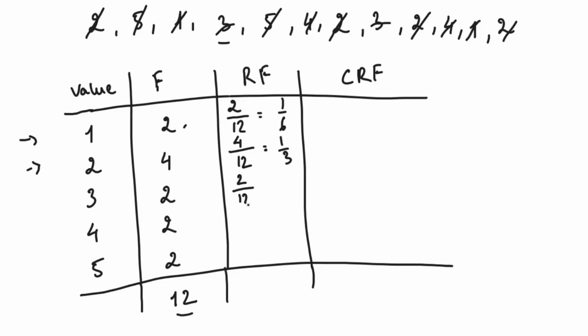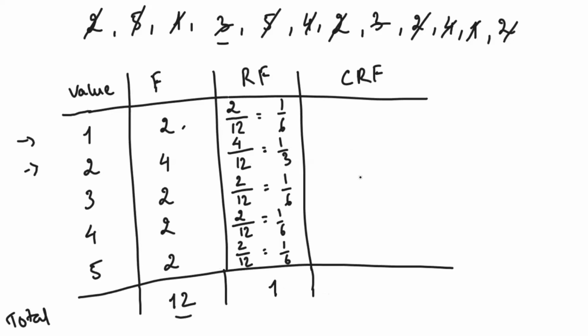The next one, we're going to do the same. The frequency of it is 2 over 12, which is 1 over 6. The next one is 2 over 12, 1 over 6 as well. Right? So we will add up all the relative frequencies: 1 over 6 plus 1 over 3 plus 1 over 6 plus 1 over 6 plus 1 over 6, and it's gonna be 1. All right, so you have to make sure the total relative frequency is 1.